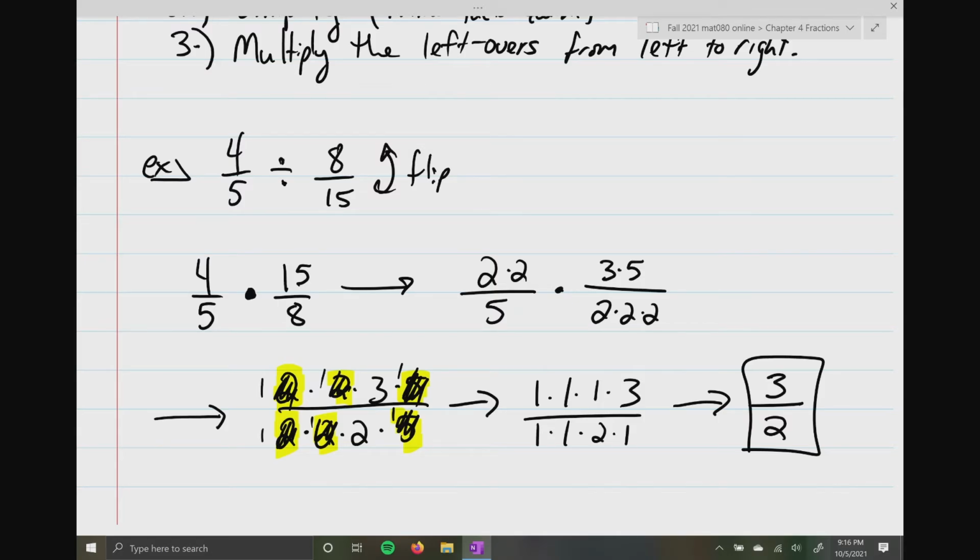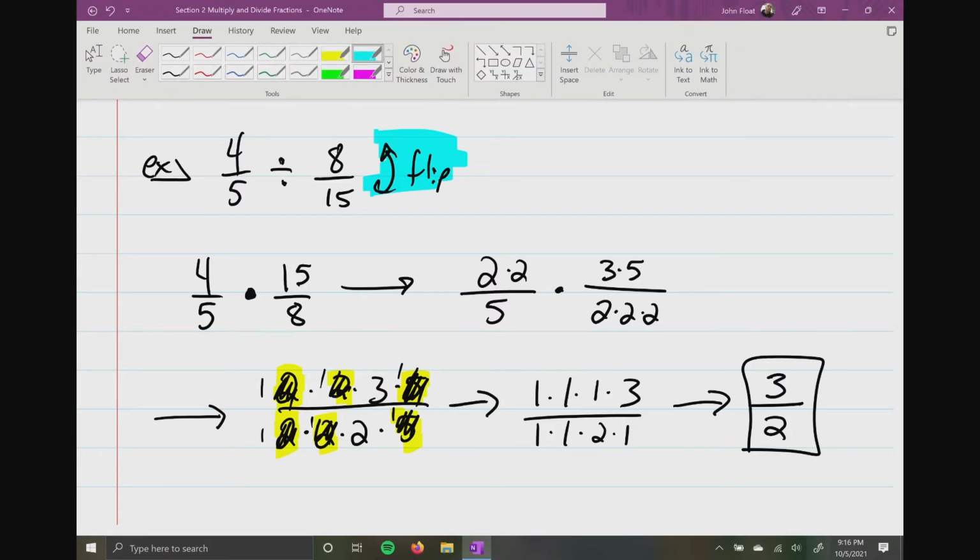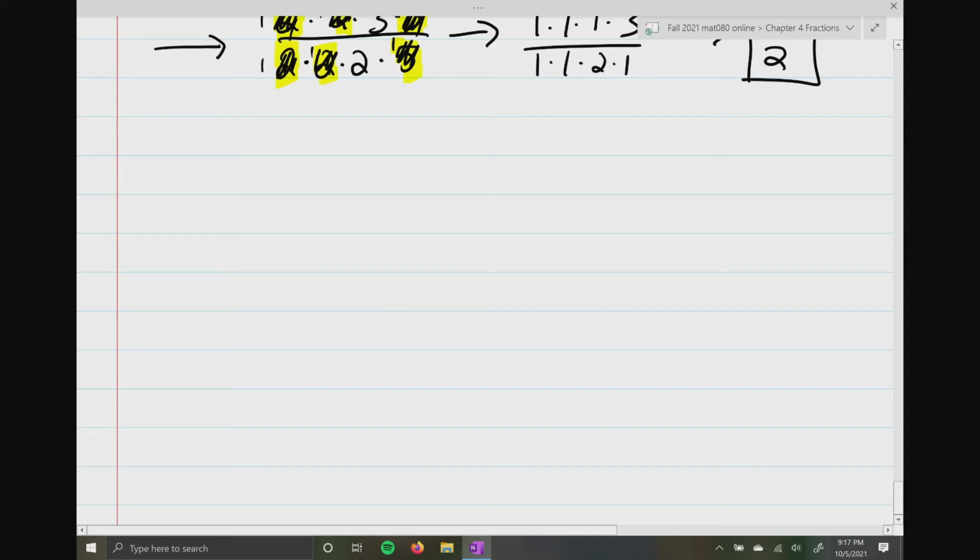It's just the key, and I'm going to highlight it in blue for us, is this thing right here, which means to reciprocate. So finding the reciprocal just means flip the fraction upside down. That's it. So let's do a couple of these examples, and then we can call it a day for this section. So another example, let's do this one.